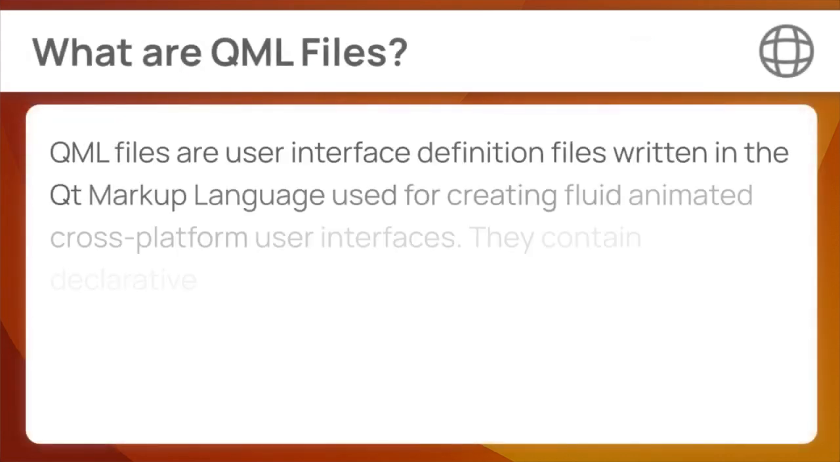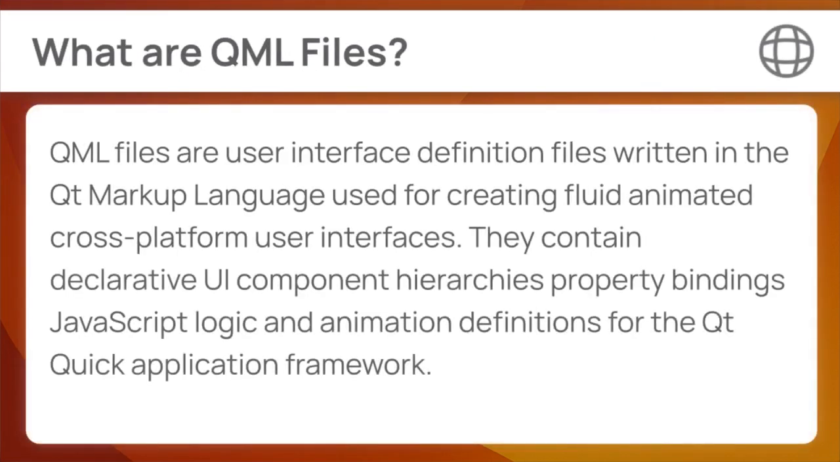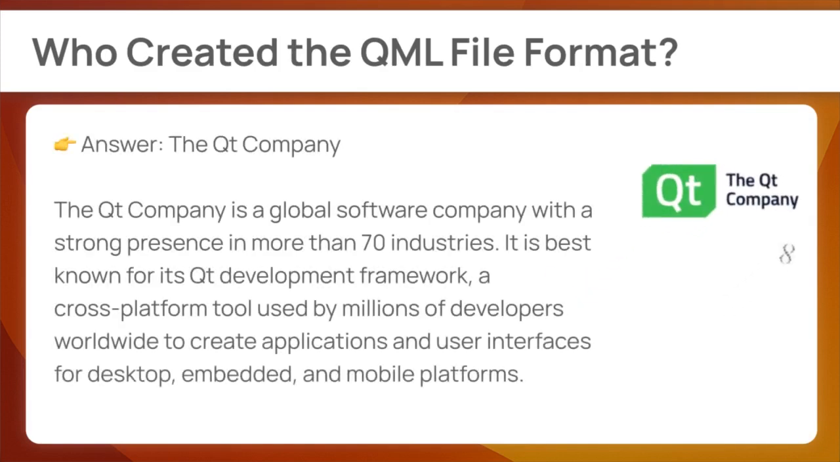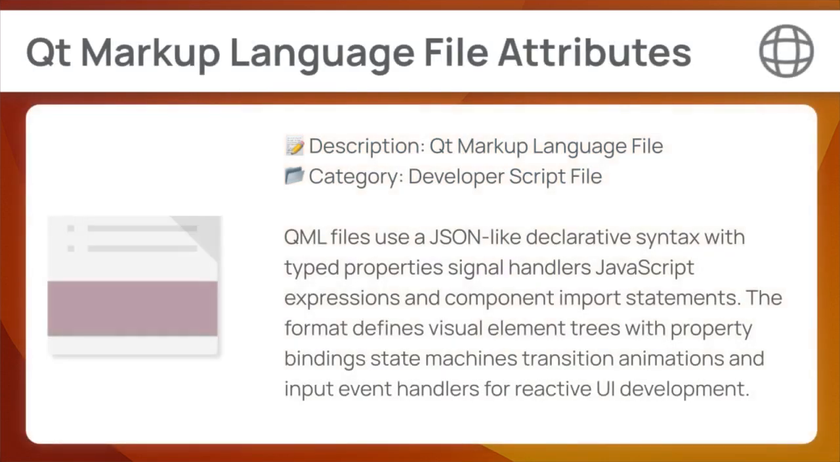QML files are user interface definition files, written in the Qt Markup Language used for creating fluid animated cross-platform user interfaces. They contain declarative UI component hierarchies, property bindings, JavaScript logic, and animation definitions for the Qt Quick application framework. QML files use a JSON-like declarative syntax with typed properties, signal handlers, JavaScript expressions, and component import statements. The format defines visual element trees with property bindings, state machines, transition animations, and input event handlers for reactive UI development.